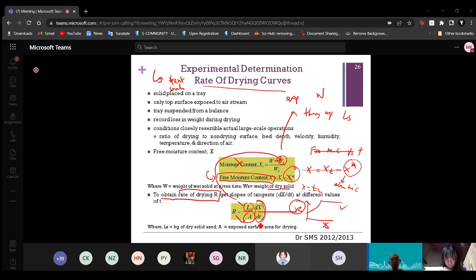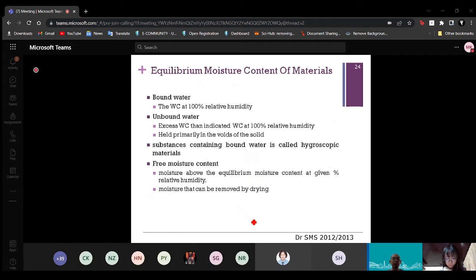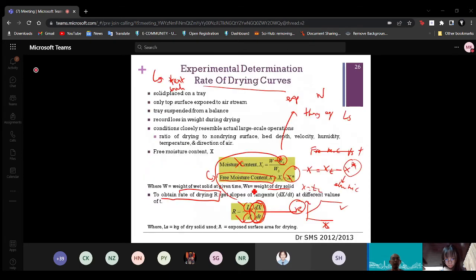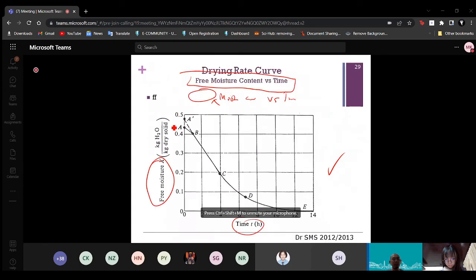Okay. And then dx over dt, where to get the dx over dt? Okay, remember your plot just now? Your plot is, if you look here, x versus t. Free moisture x versus t. So where do we get dx over dt? Dx over dt is basically the slope. Okay, the slope here. So this is dx over dt.